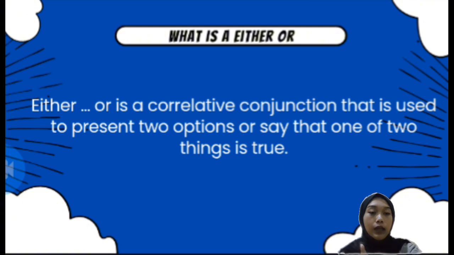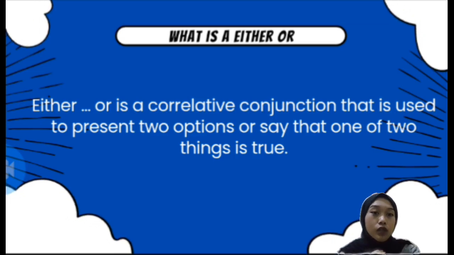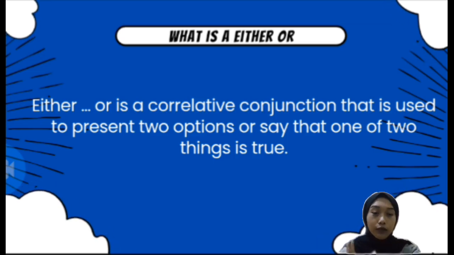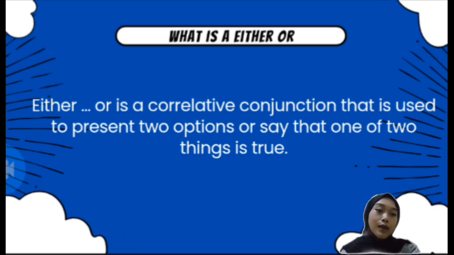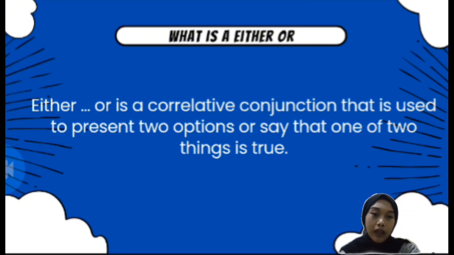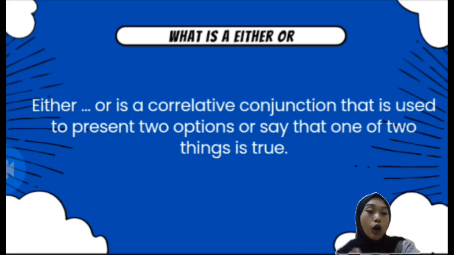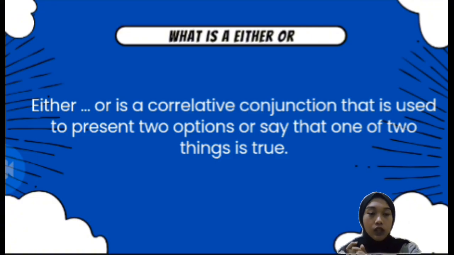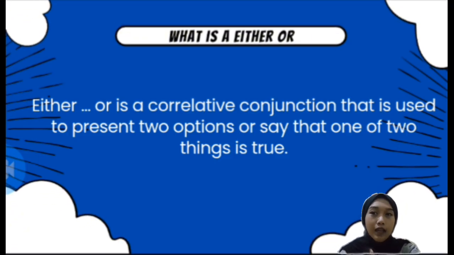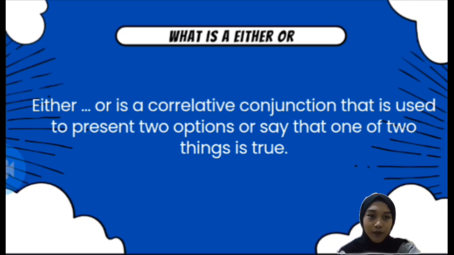2. Subject-verb agreement in either/or. If either/or is used to join subjects, the verb must agree with the subject closest to the verb. This rule is known as the proximity rule. When either/or joins two subjects, the verb must agree with the subject closest to the verb.